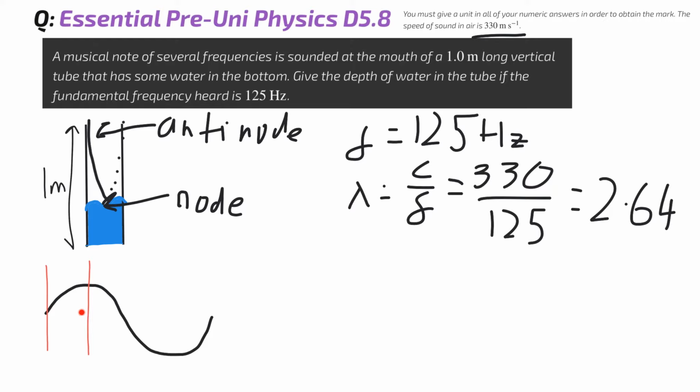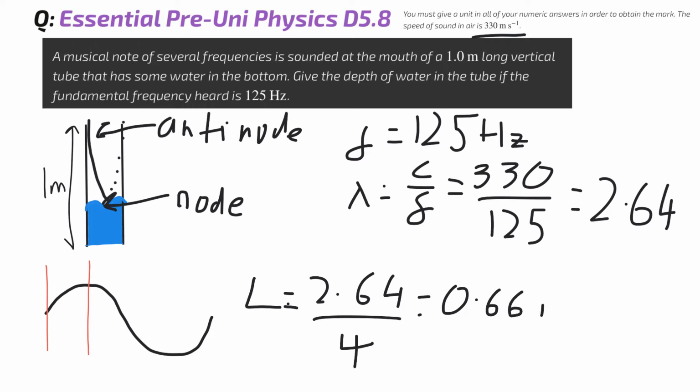So that must mean that this length here, which is the same as this length here, is a quarter of the wavelength. So the length of that section is 2.64 over 4, which is 0.66 meters. So the length of that bit of wave is 0.66 meters, and that is the length there, so that section must be 0.66 meters. But the question's asked us to give the depth of water in the tube, so it's looking for this length here. So how are we going to do that?